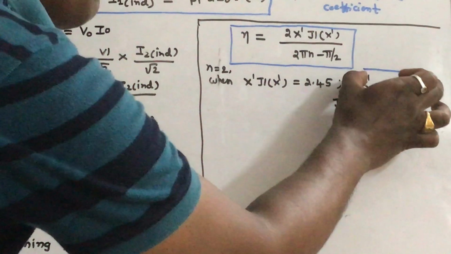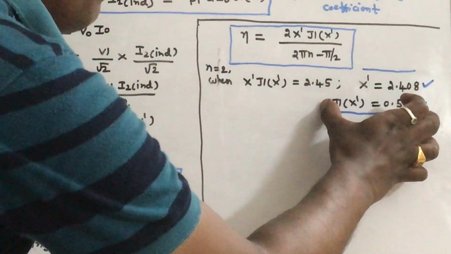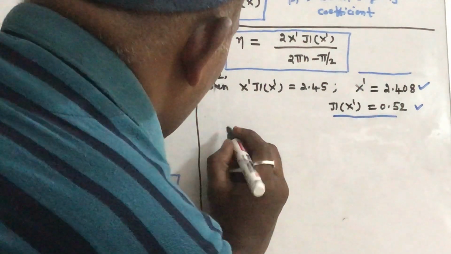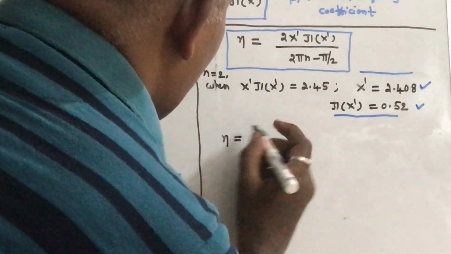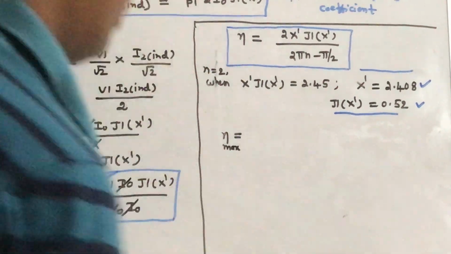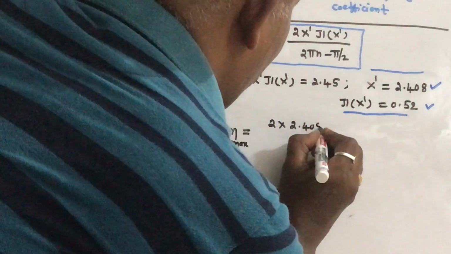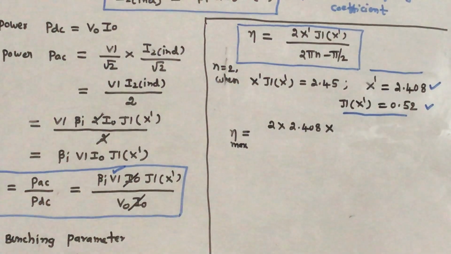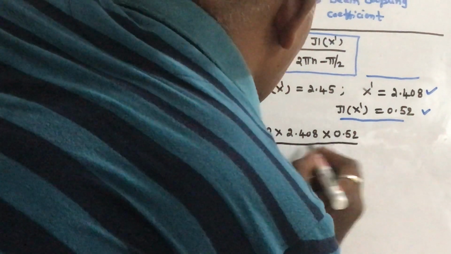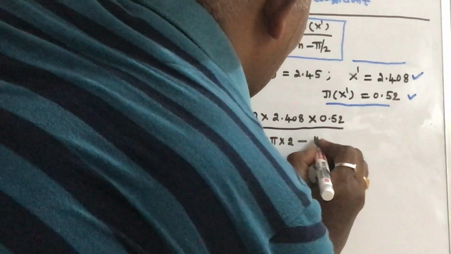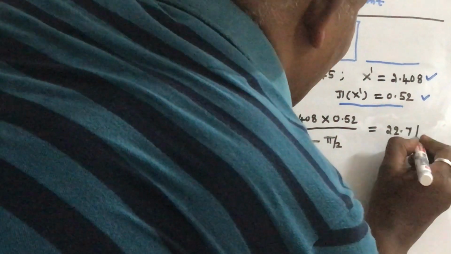For this dominant mode, the bunching parameter is this, J1 of x dash is this. So substitute all these values in this efficiency. Therefore, for maximum efficiency, 2 into what is x dash? 2.408, you have to remember these values. J1 of x dash is 0.52 by 2 pi into what is the value of n? 2 minus pi by 2. So this comes out as 22.7%.